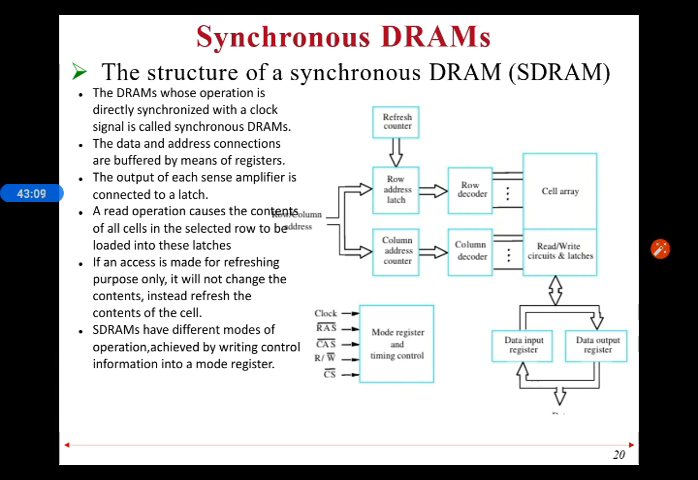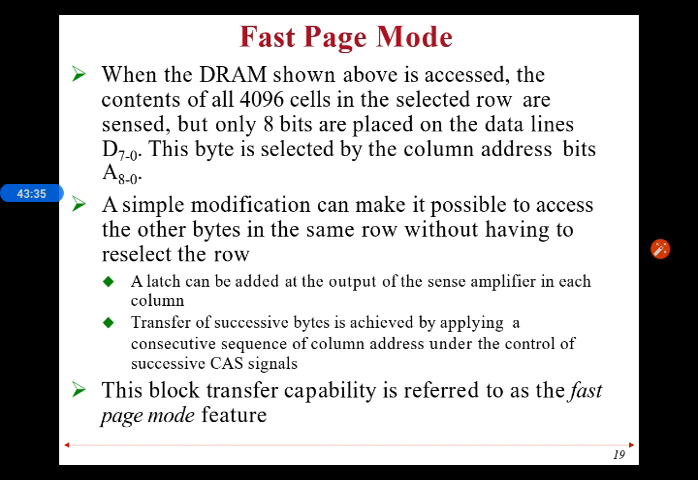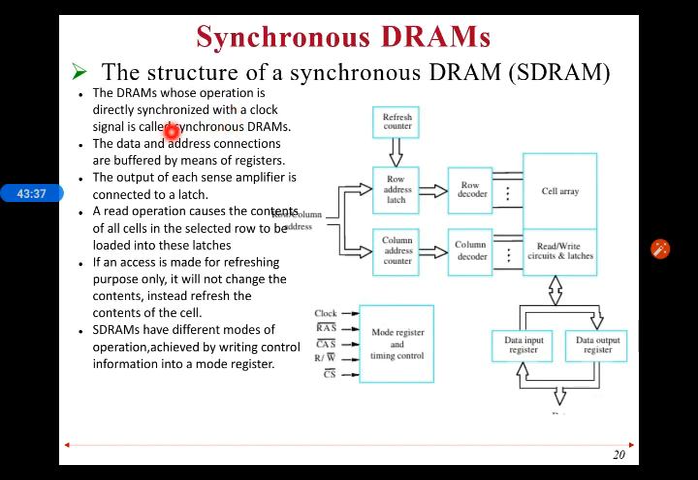Now we will see synchronous DRAM. The structure of synchronous DRAM will look like this. The DRAM whose operation is directly synchronized with a clock signal is called synchronous. In the previous case, we were using two signals called RAS and CAS. That is why it is called asynchronous. But if you want to make it synchronous, just use the clock signal that is generated from the processor or from an external source. In that case you can call it a synchronous DRAM.